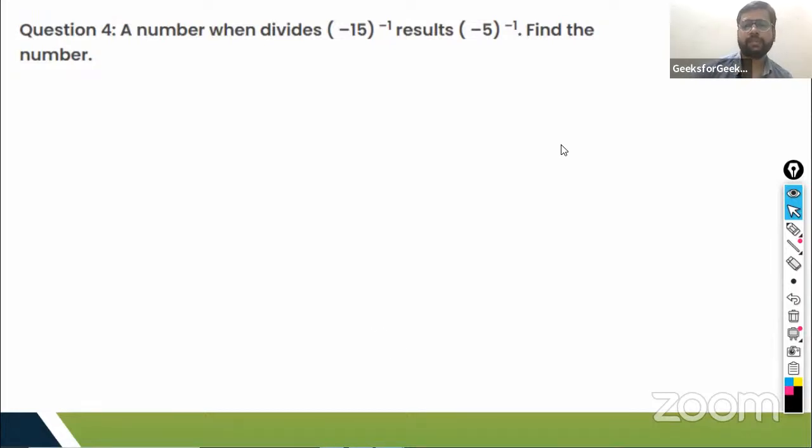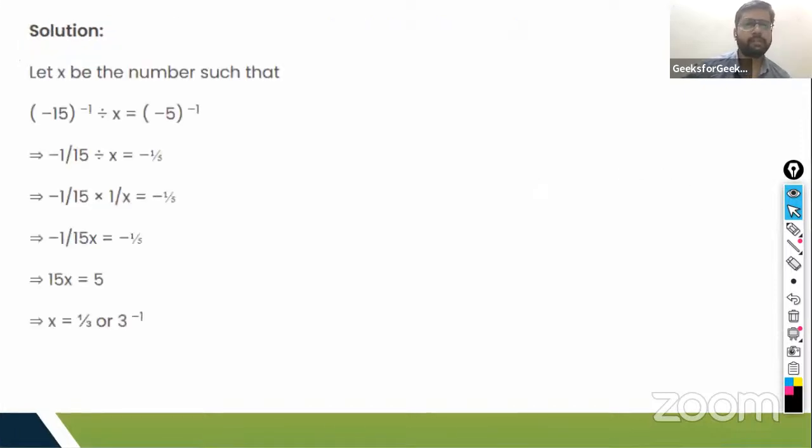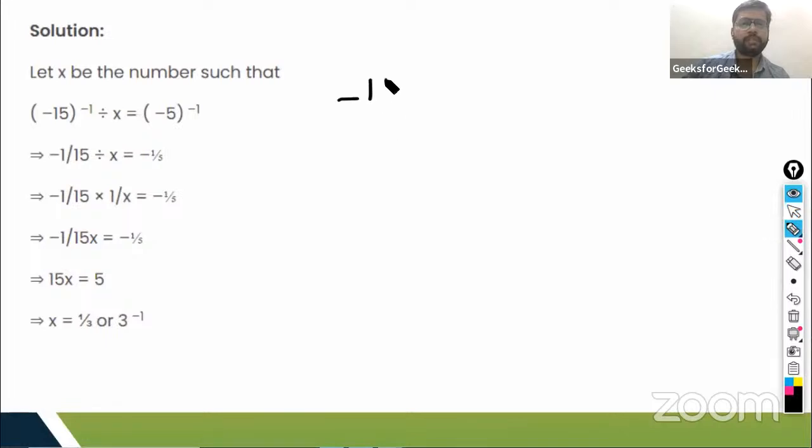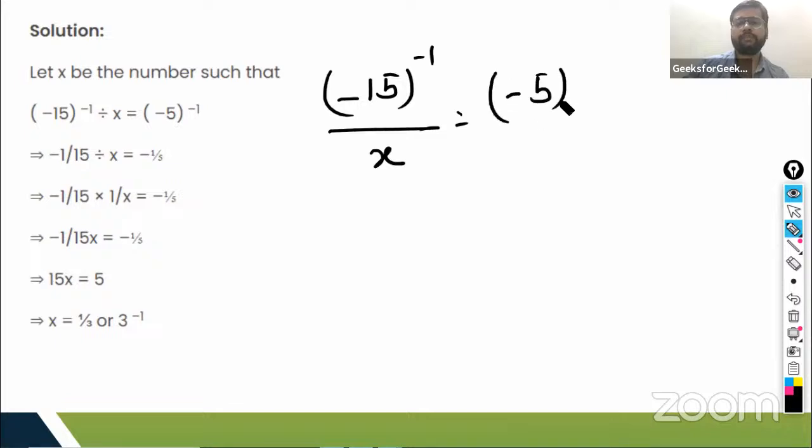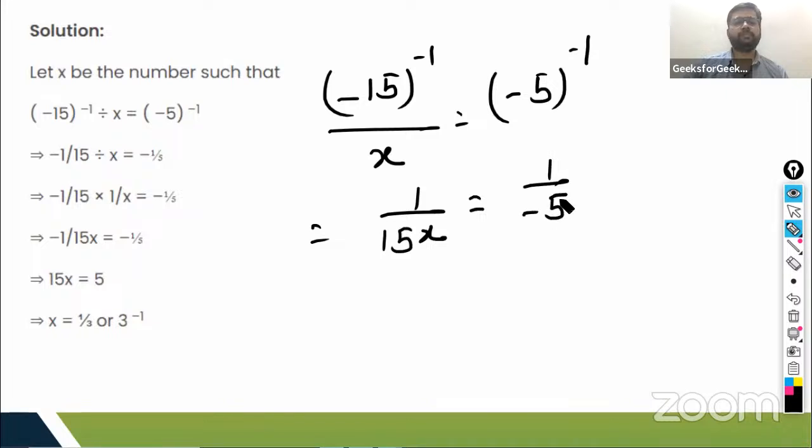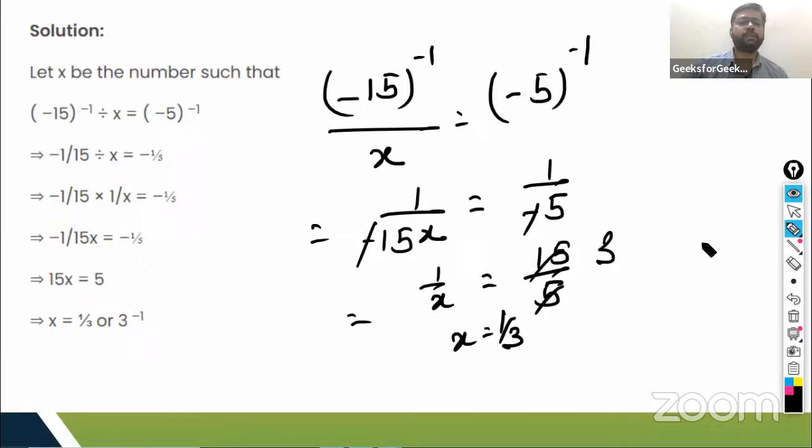Okay. मैं बस थोड़ा सा इसमें आपको हिंट दे देता हूँ. I'm just giving you a small hint. So basically, minus 15 to the power minus 1 divided by x is equal to minus 5 to the power minus 1. Okay, so we can rewrite this as 1 by minus 15 x is equal to 1 upon minus 5. The minus and minus cancel, so this will be 1 by x is equal to 15 by 5, that is equal to 3. So x is equal to 1 by 3.